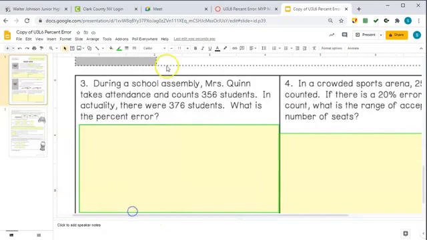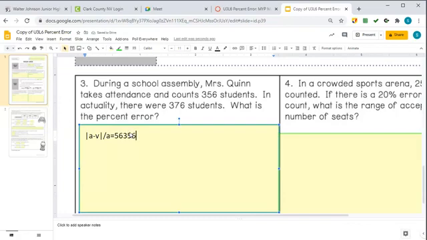Let's take a look. During a school assembly, Miss Quinn takes attendance and counts 356 students, when in actuality there were 376 students. So again, let's remind ourselves of the formula: absolute value, actual minus measured, divided by actual. So that's going to equal 356.